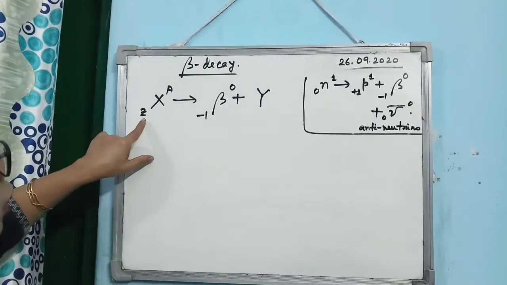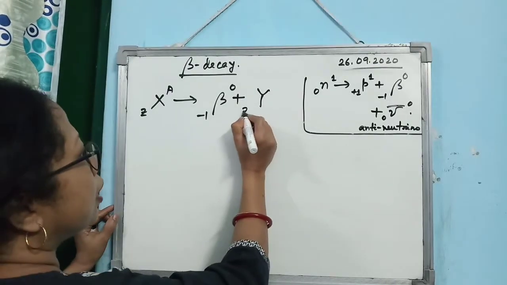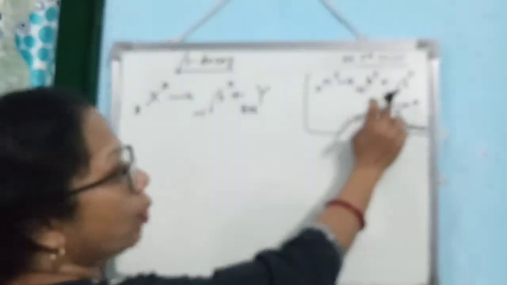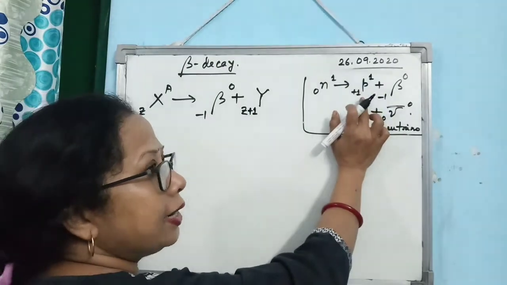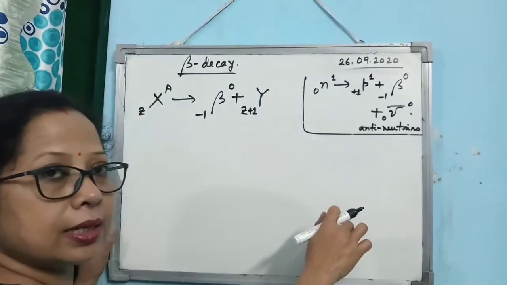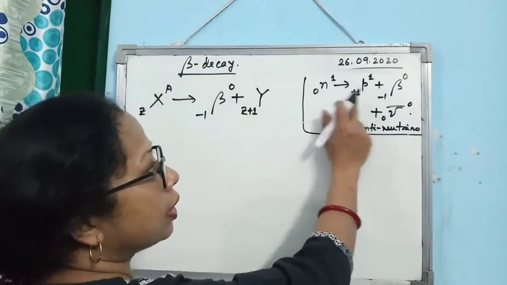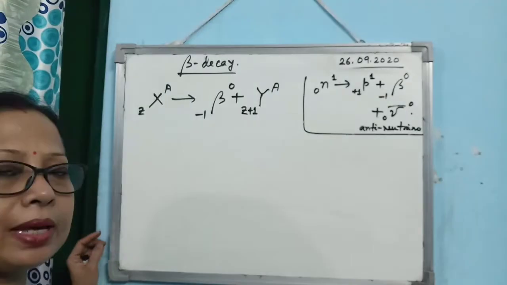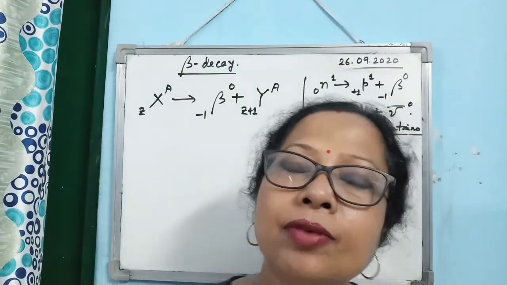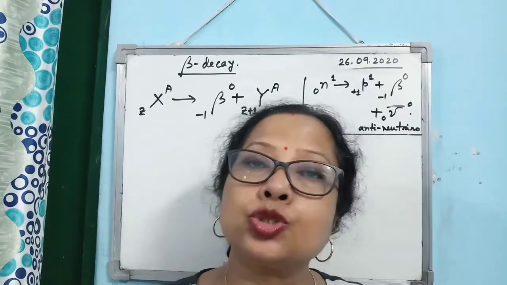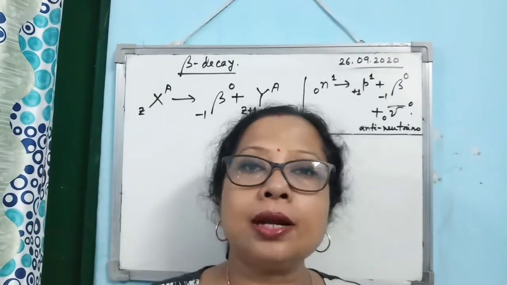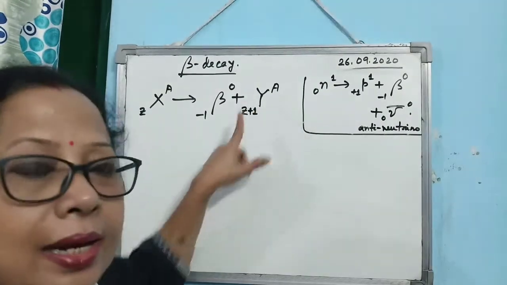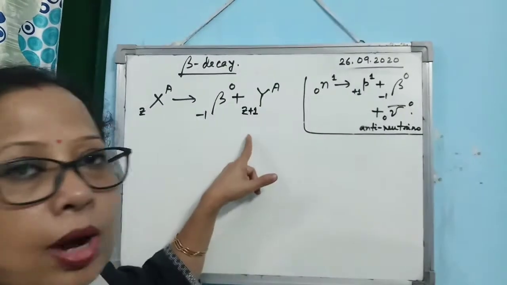So what will be the atomic number of Y? The atomic number of Y will be Z plus 1. Why this plus 1? Again I am repeating: one beta particle leaves behind one proton within the nucleus, or, to say it another way, one neutron is converted into one proton. Now what will happen to the mass number? The mass number will remain the same. Why? Because a neutron is converted into a proton, but the mass number is the total number of neutrons and protons, and that total has not changed. So physically you have to understand this.